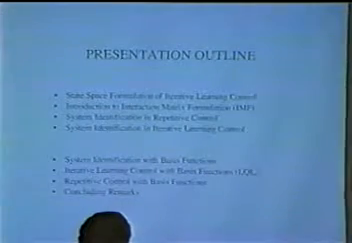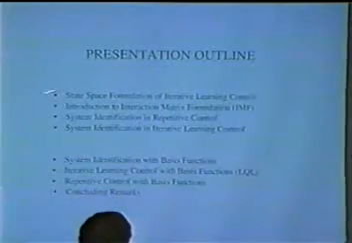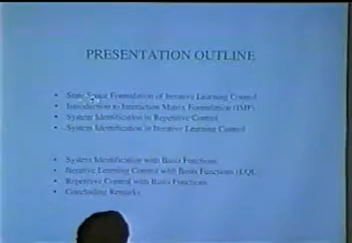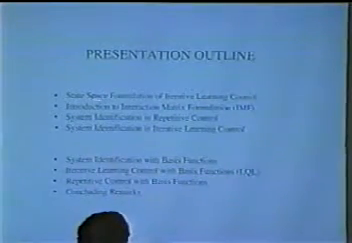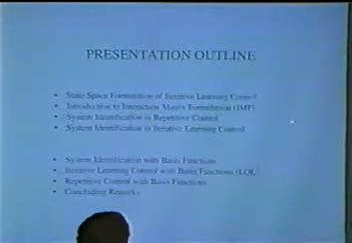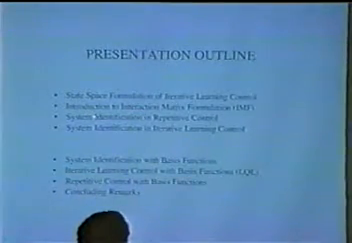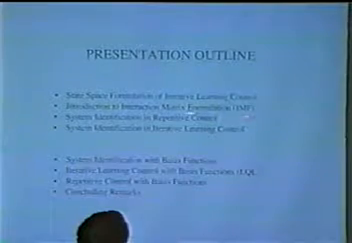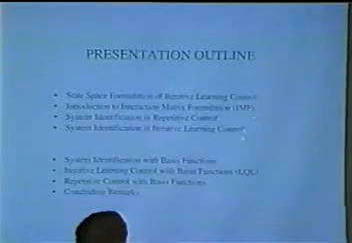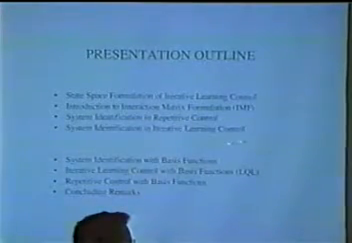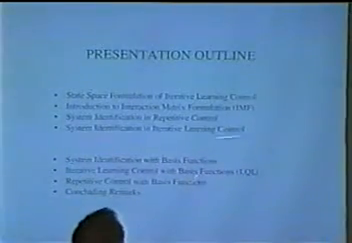Okay, so back to my talk. Today I will talk about these 8 items here. In the first half I will talk about a state space formulation of learning control, which tells us what parameters we need to identify, and that will help us design learning controllers. I will introduce a formulation which I call the interaction matrix formulation, and how it can be used to handle several identification problems, not just in learning control, but in a wide range of other problems as well.